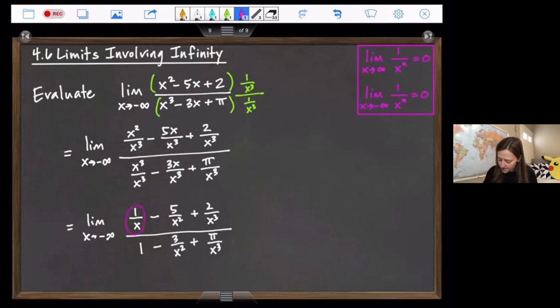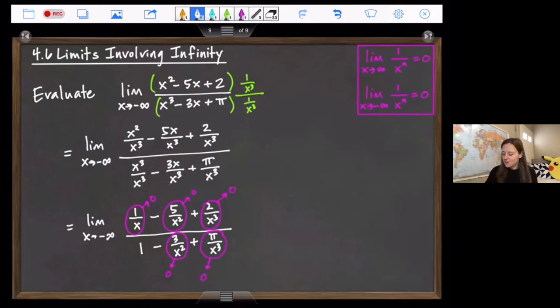And I have a lot of that going on. I've got 1 over x, that's going to go to 0. 5 over x squared is going to head to 0. 2 over x cubed heads to 0. Limit of 1 is going to be 1. So I do have this 1 down in the denominator. Everything else is headed towards 0. Even pi is just a number. Pi is not so special that it doesn't get wiped out by an infinity in the denominator.